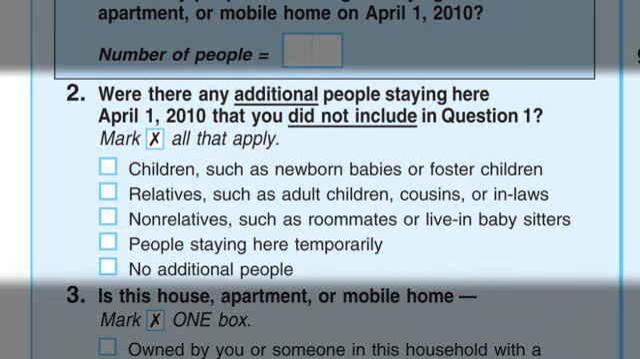Were there any additional people staying here April 1st, 2010 that you did not include in question 1? If you forgot to count children, relatives, non-relatives, or other people staying here temporarily, please mark all boxes that apply. Or mark the box "No additional people" if you counted everyone in question 1.